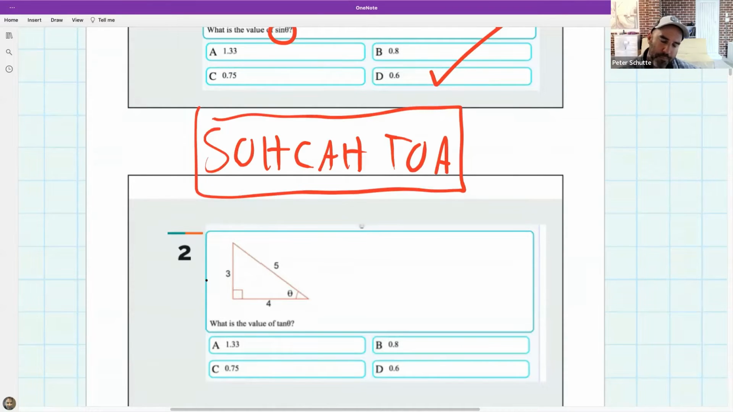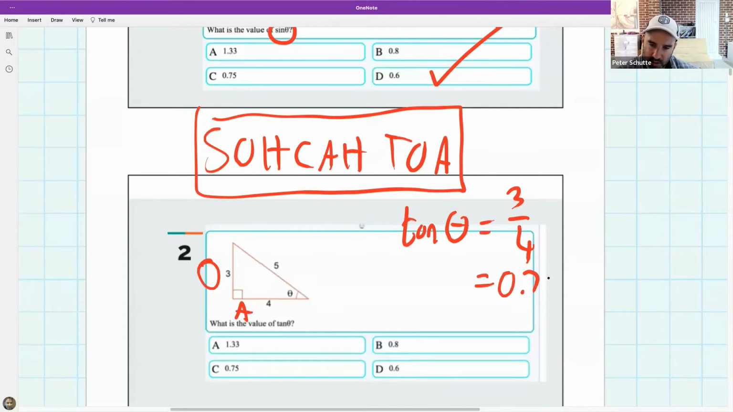Okay, so this is tan of theta, which deals with opposite and adjacent. So I know I need this one and I know I need that one. So it looks to me like the tan of theta would be 3 over 4, which in decimal is 0.75.